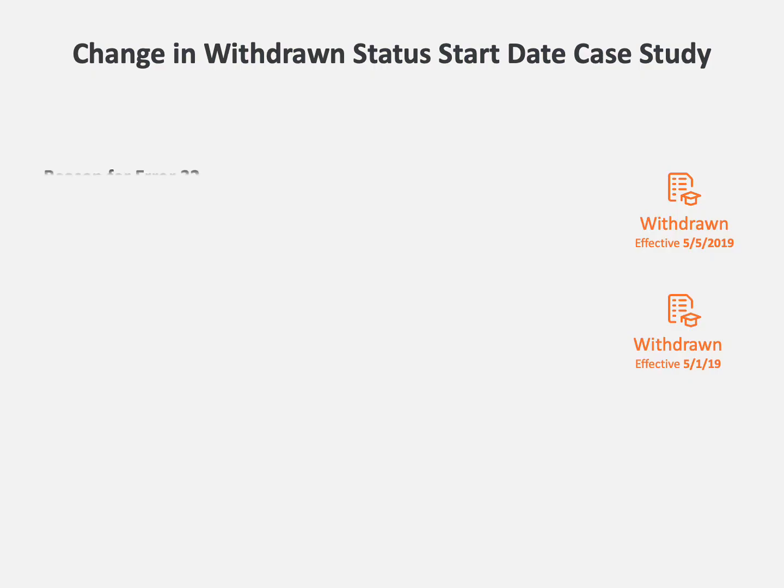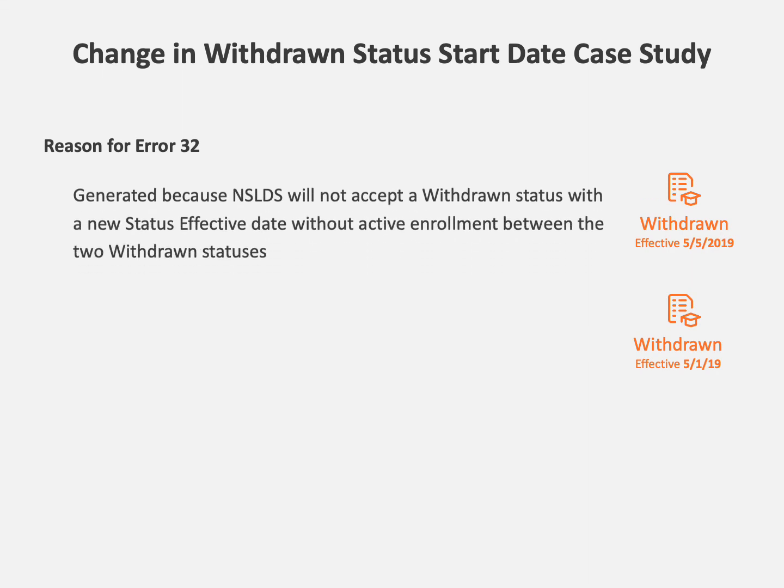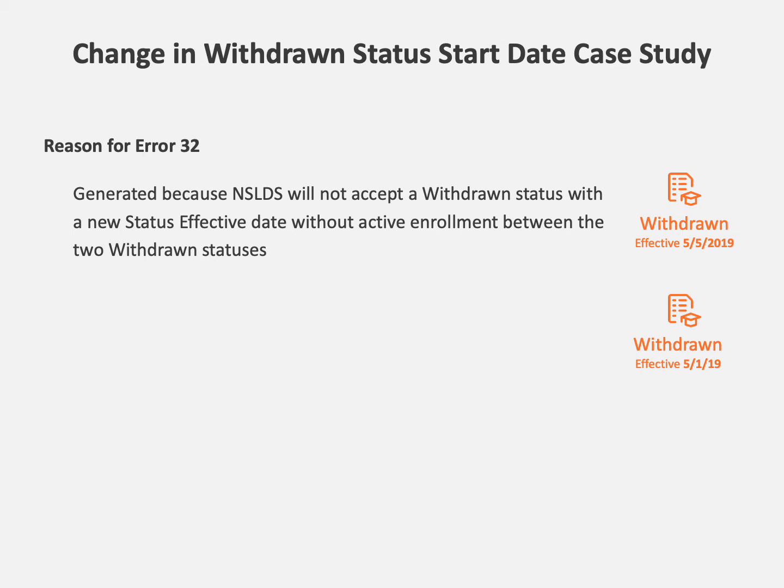So why was the error 32 returned? NSLDS will not accept a change in the status effective date for a withdrawn status if there was no active enrollment between the two withdrawn statuses.